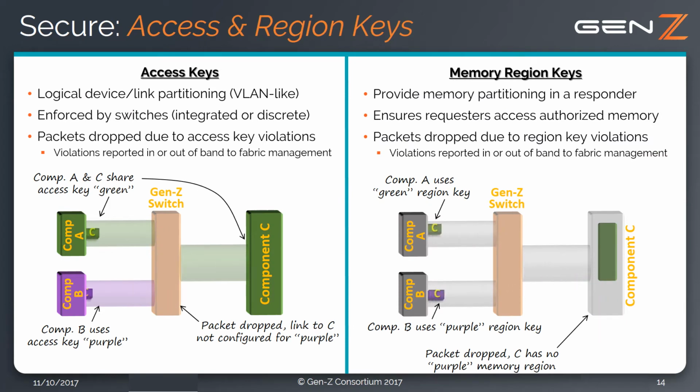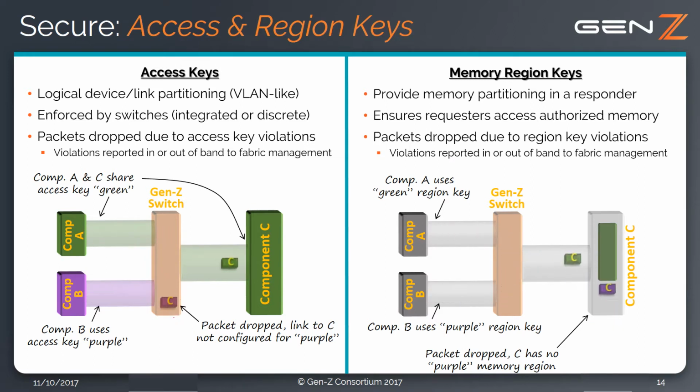The first security feature are access keys, which allow Gen Z fabrics to be logically partitioned where each component and each link can be associated with one or more access keys. One can think of access keys as similar to virtual LANs or VLANs in networking. The animated figure on the bottom left illustrates a simple example of the use of access keys.